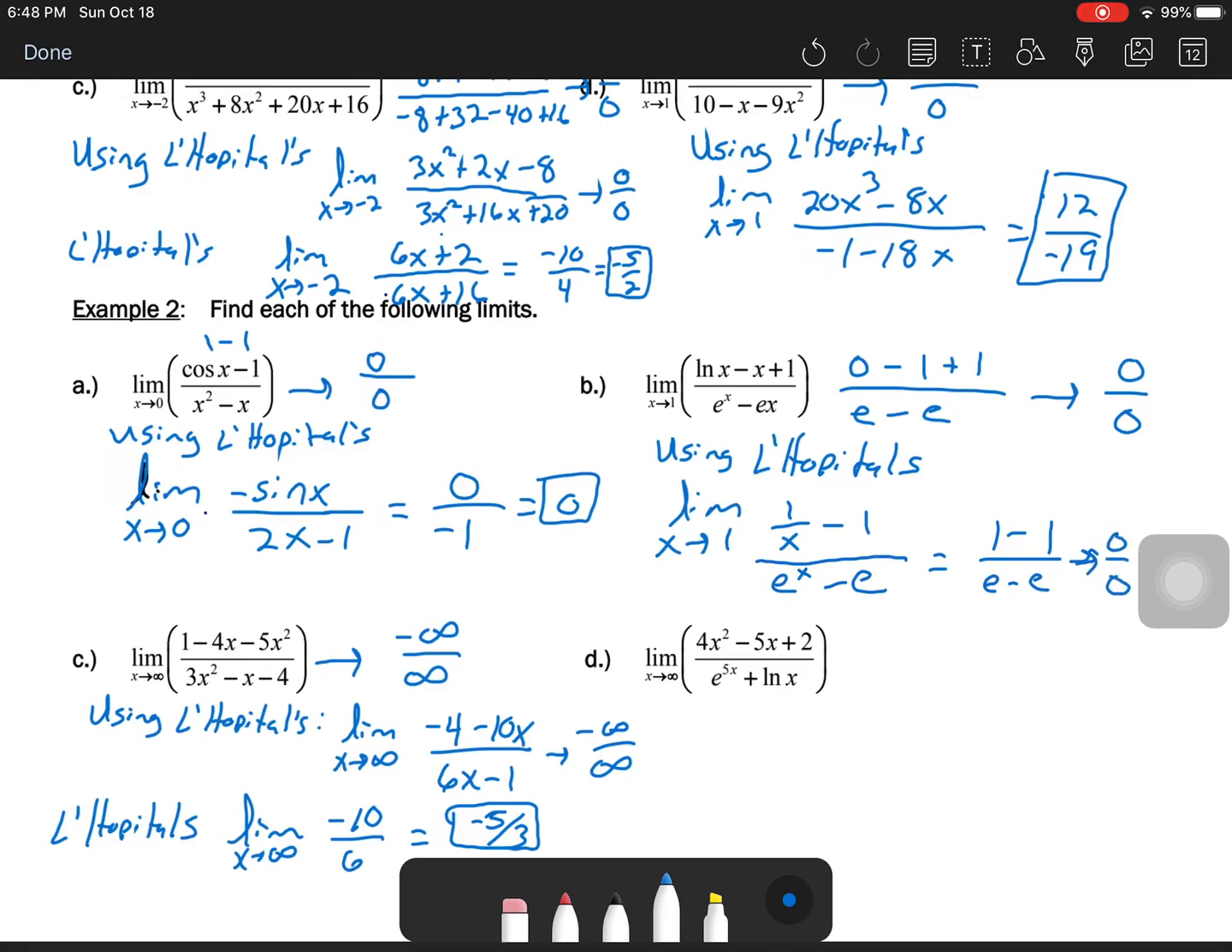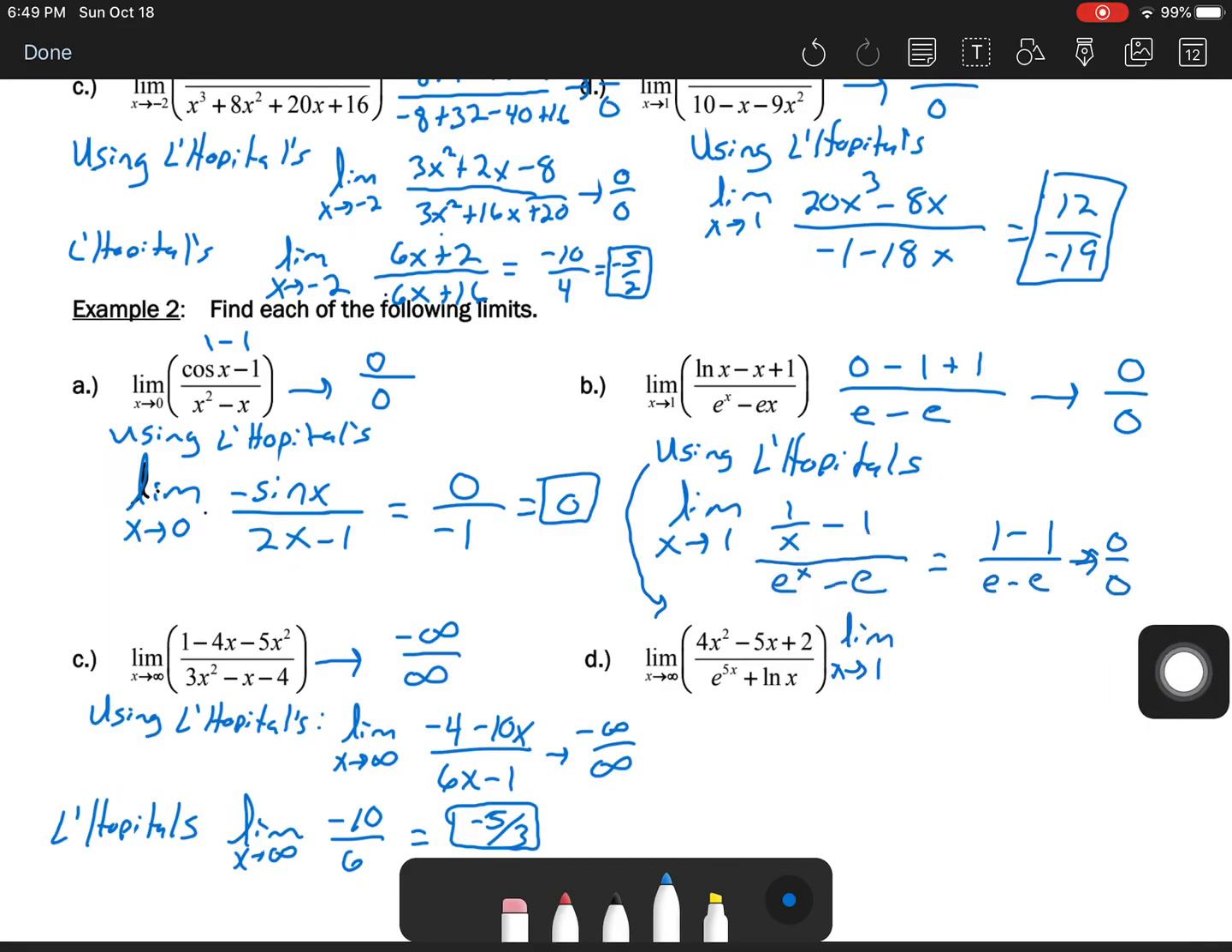And so now I'm going to state again that I'm going to use L'Hopital's rule again. So I would restate this. I would say, I'm using L'Hopital's rule again. And then I would rewrite my limit again. Limit as x approaches 1. And then I would have to do my derivative of this piece and this piece.